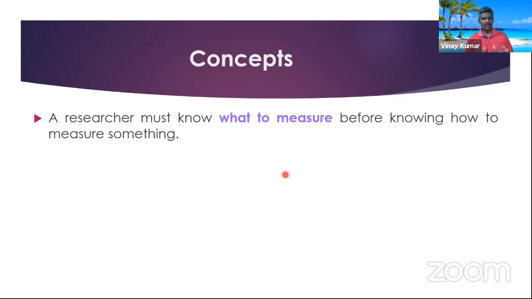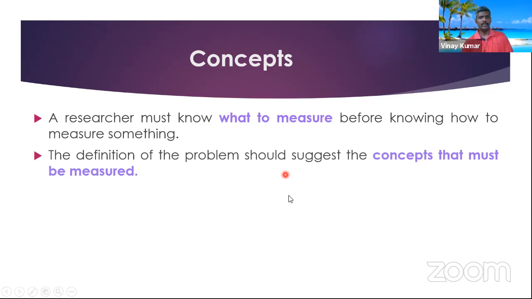So there are two aspects here, what to measure and how to measure. How to measure speaks about the technique which is involved in measuring the subject that we have selected for research. But what to measure is a very important decision that a researcher has to take. Whether I want to measure the attitude of a person, whether I want to measure the perception of an object. So what the researcher wants to measure is very important to understand. So that objective has to be very clear from the researcher's perspective, and then he has to proceed to how to measure something. The definition of the problem should suggest the concepts that must be measured.